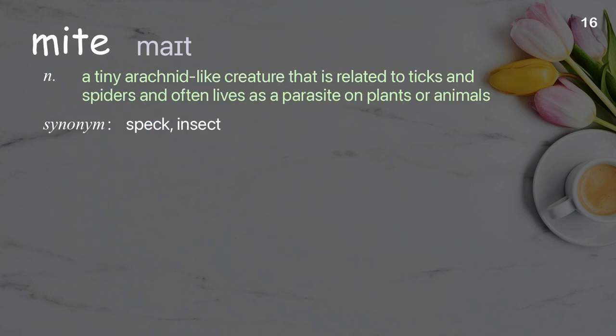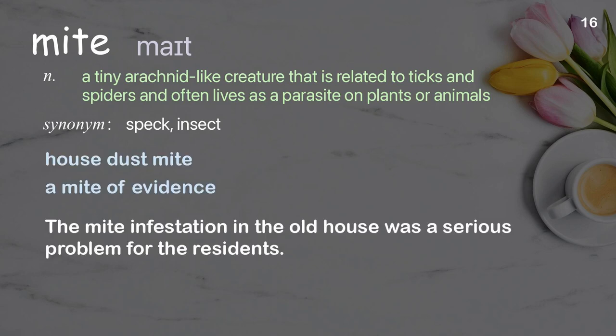Mite: a tiny arachnid-like creature that is related to ticks and spiders and often lives as a parasite on plants or animals. Examples: house dust mite, a mite of evidence. The mite infestation in the old house was a serious problem for the residents.